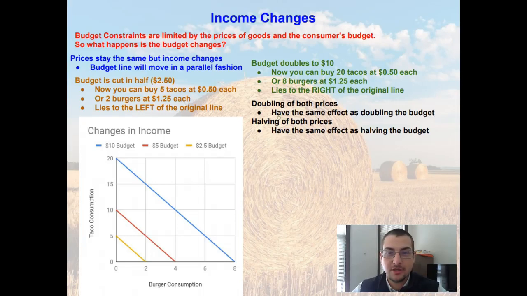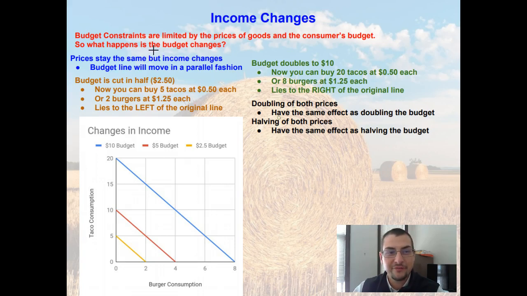So that budget constraint is basically just how much can you buy given a limited amount of money, given a limited amount of resources. What are all the feasible or possible combinations of goods that you can buy given a limited amount of resources? We also said that the budget constraint is limited by the price of the goods and the consumer's budget. We said if the consumer's budget increases, well, we ought to be able to buy more, right?